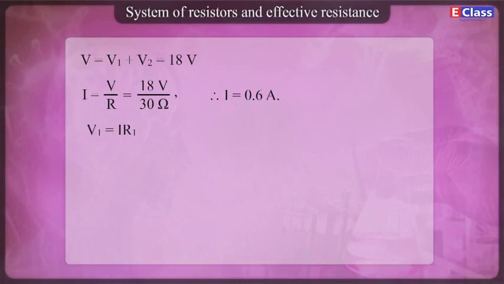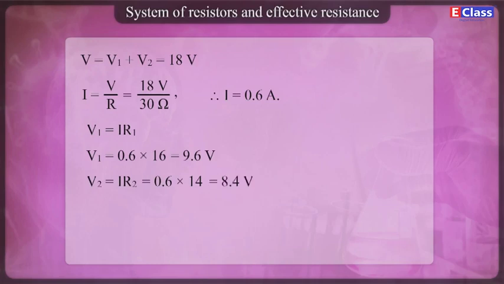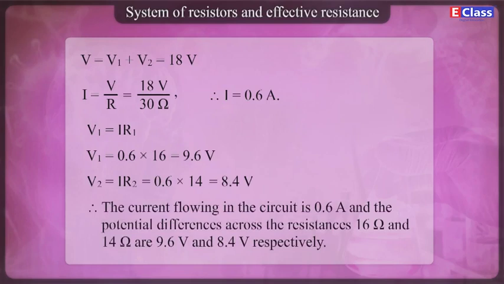V1 is equal to IR1. V1 is equal to 0.6 multiplied by 16, which is equal to 9.6 volt. V2 is equal to IR2, which is equal to 0.6 multiplied by 14, which is equal to 8.4 volt. Therefore, the current flowing in the circuit is 0.6 ampere and the potential differences across the resistances 16 ohm and 14 ohm are 9.6 volt and 8.4 volt respectively.